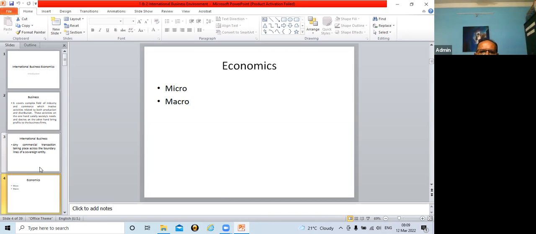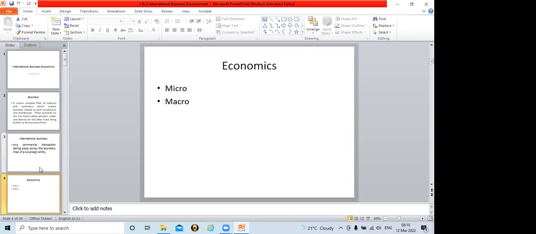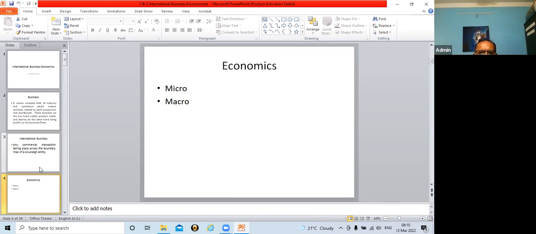Can you share your answer? Out of these two concepts, which is very relevant to international business? Macro. So macro is very much essential for international business. So macroeconomic management is required.